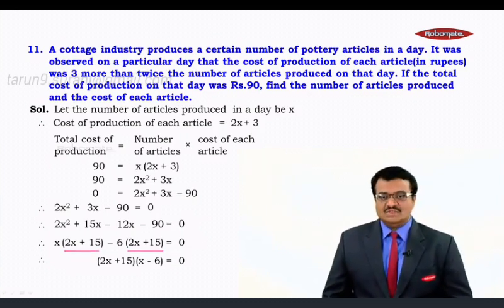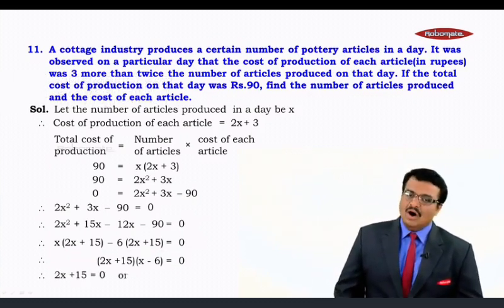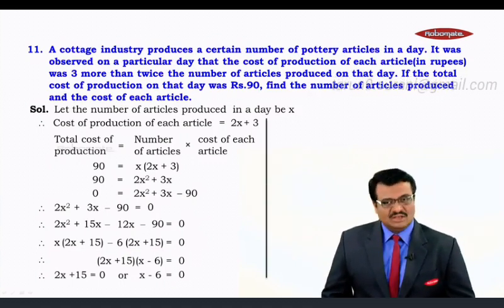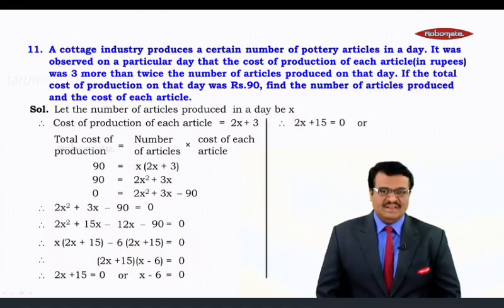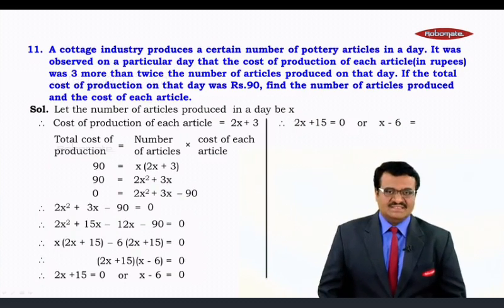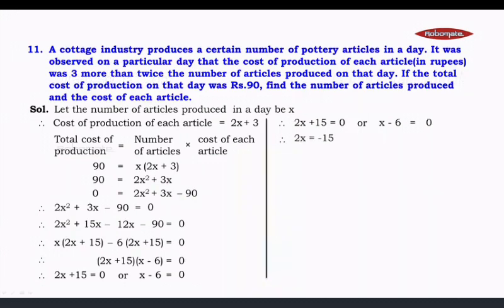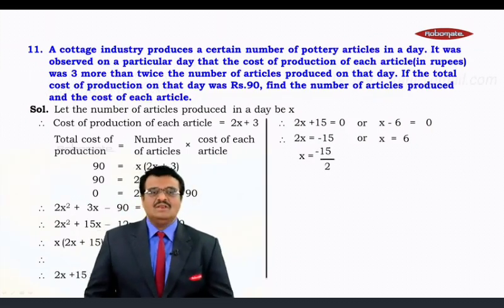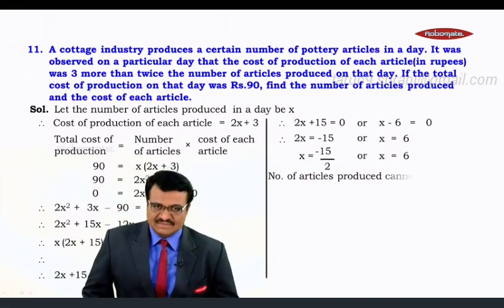So what we get is 2x plus 15 is equals to 0 or x minus 6 is equals to 0, right? So let us solve it. 2x plus 15 is equal to 0 or x minus 6 is equal to 0. So we get 2x is equals to minus 15 or x is equal to 6. x is equals to minus 15 upon 2 or x is equal to 6 we get.